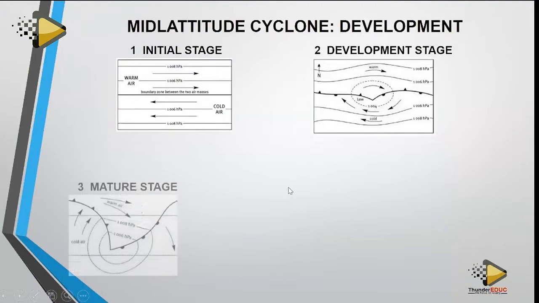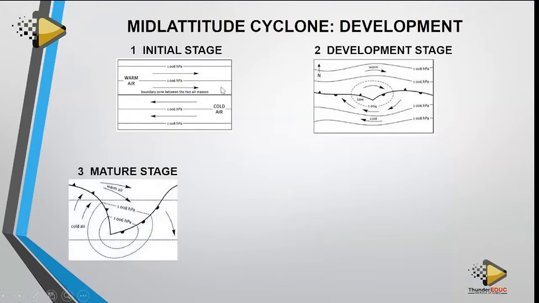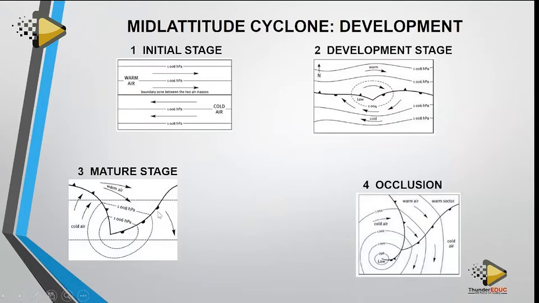And then these are the stages of development of a mid-latitude cyclone. You must be able to state or to identify the stages of development. There you have your initial stage, your development stage, and your mature stage. It's the same stage that we've been looking at in the previous diagram or previous slide. And then we have this stage. Also, you must be able to explain what happens in this stage. This stage is called the occlusion stage.